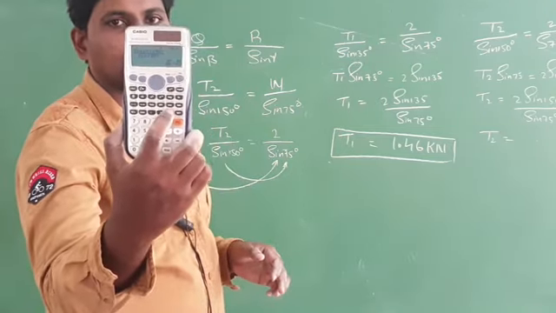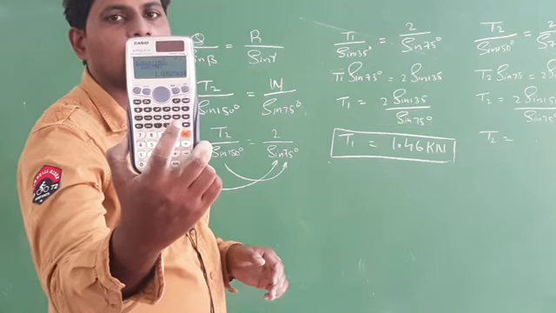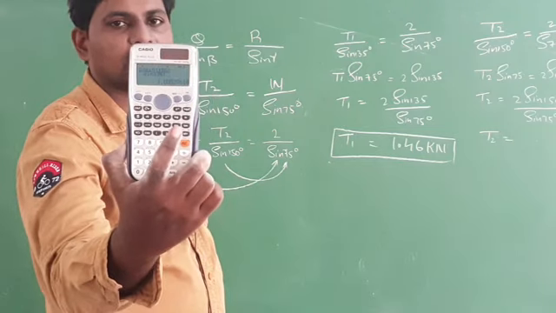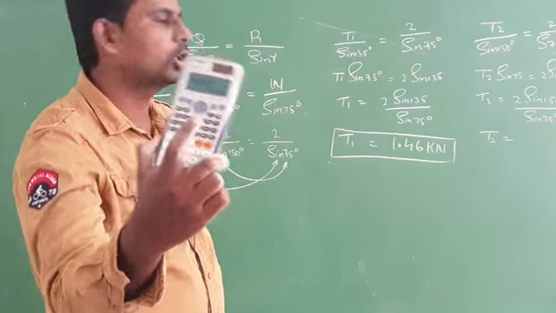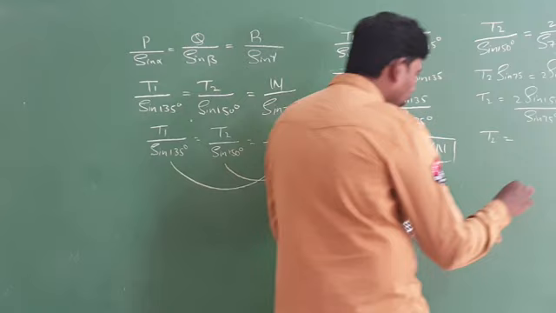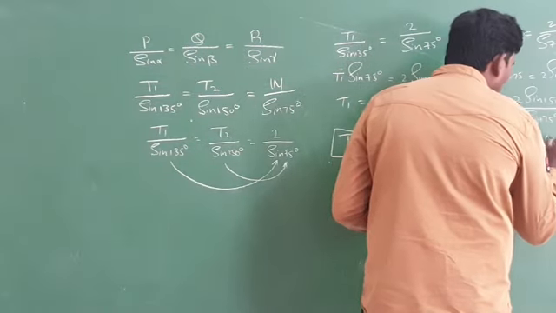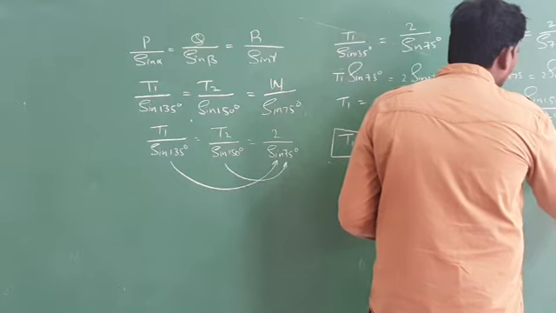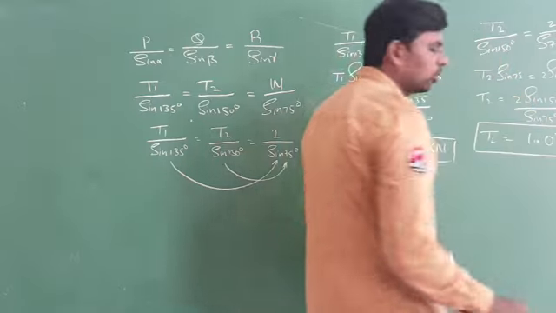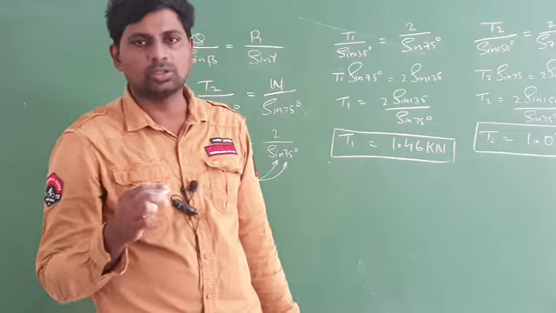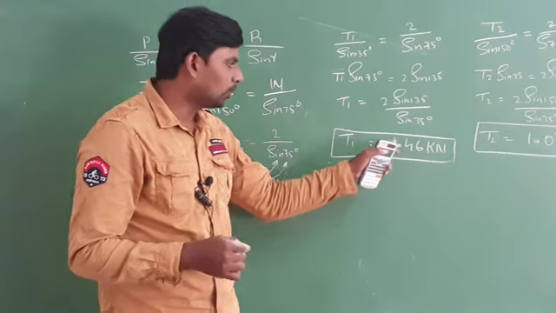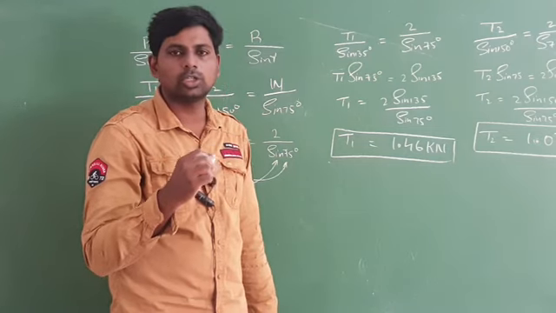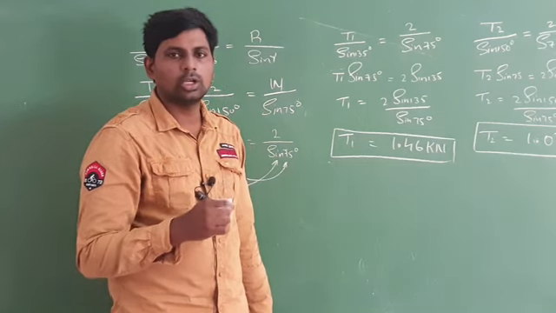In your calculator the SD button is there. If you press SD, automatically you will get the answer. How much? 1.03. So T2 is equal to 1.03. The unit should be kilonewton. In your question he is asking to find the tensions in the spring. So how much tension will it carry? 1.46 kilonewton. For the other force, the tension is 1.03 kilonewton. Like this you have to find out.